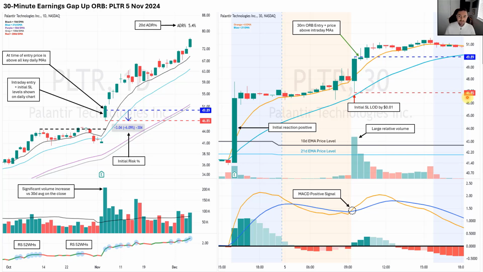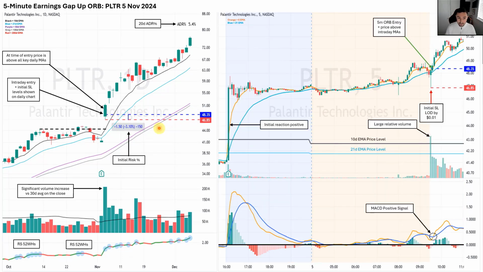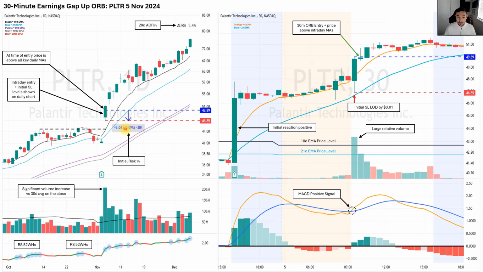Initial stop loss, again, 46.85. That hasn't changed. But now your initial risk is 6.09%. It's nearly twice that of the 5-minute ORB. If I go back 2 slides, the 5-minute ORB was 3.1%. See that? Whereas the 30-minute ORB is 6.09%. So you could in effect try the 5-minute ORB twice for the same risk that one would have ended up taking on the 30-minute time frame.